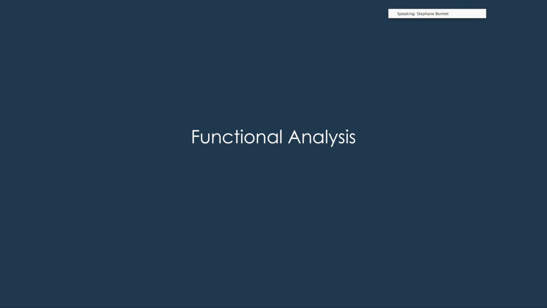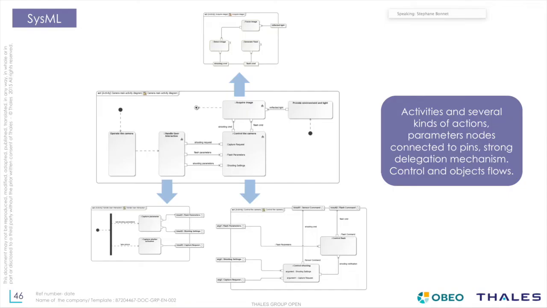So the first one of the differences is the way functional analysis is supported in Capella. And for that, I come back to SysML activity diagrams. Well, an activity is described by several kinds of actions. We can have opaque actions, code behavior actions, and so on. It is described by parameter nodes, which are the parameters of the activity. The parameter nodes are connected to action output or input pins, and there's a strong delegation mechanism.